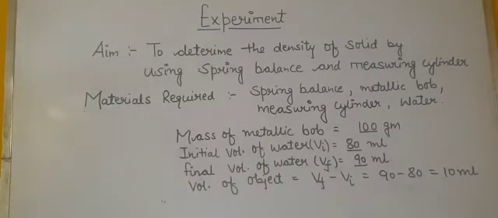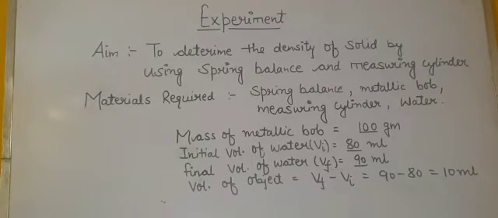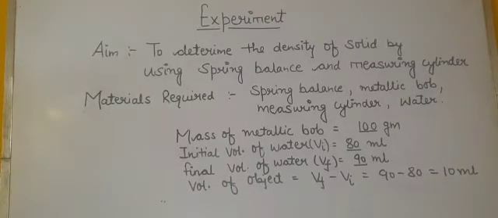So we have the mass of the metallic bob equal to 100 gram. Initial volume of water, 80 ml. Final volume of water, 90 ml. Volume of object, final volume minus initial volume, is equal to 90 ml minus 80 ml, equal to 10 ml.